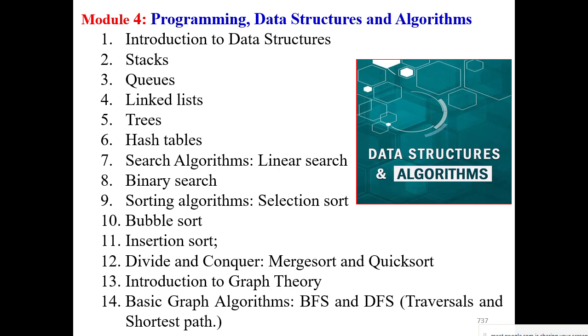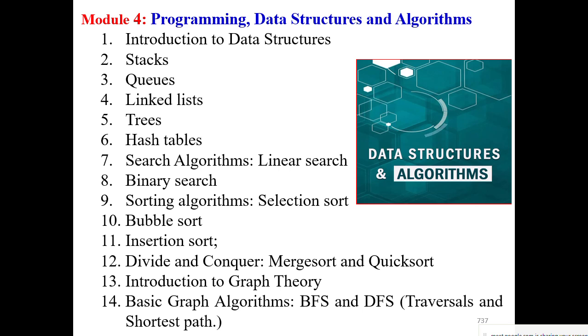How can you define linear data structures? A linear data structure is a systematic way of organizing data, storing the data, representing the data and retrieving the data in a linear, sequential fashion. That is called a linear data structure. Examples are arrays, stacks, queues, linked lists.